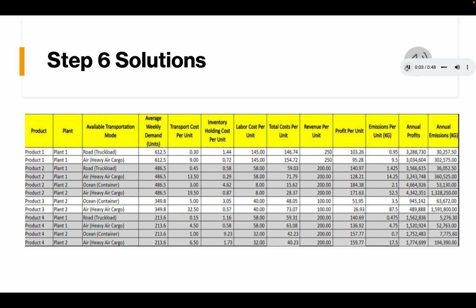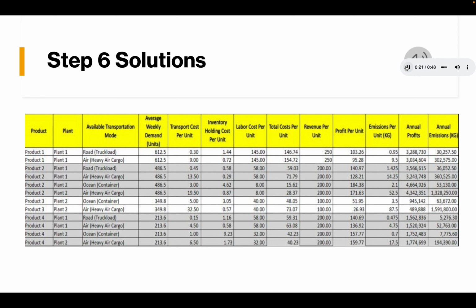For our solutions, we did the simple calculations that we used from previous calculations and combined them. For example, for profit per unit, we utilized the cost per unit, the total cost per unit, and then the revenue per unit. Then we subtracted each other, and that's what we got.